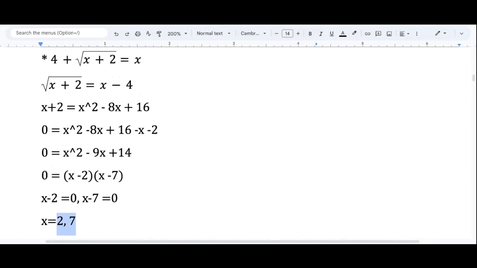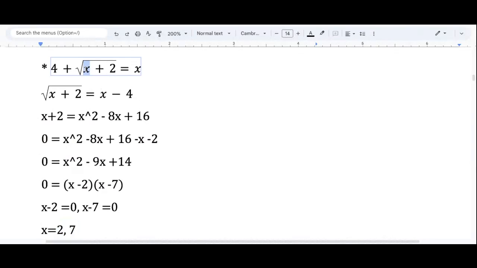Now we want to check. If we put in 2, 2 plus 2 is 4. Square root of 4 is 2. 2 plus 4 is 6. That means 6 equals 2. So we see 2 is not a solution. Interesting, isn't it?